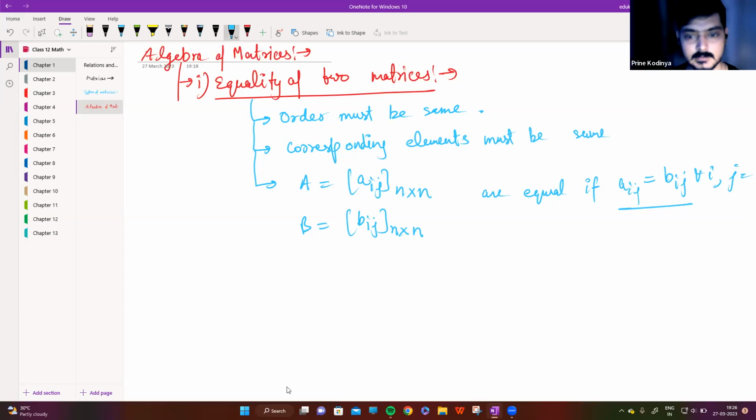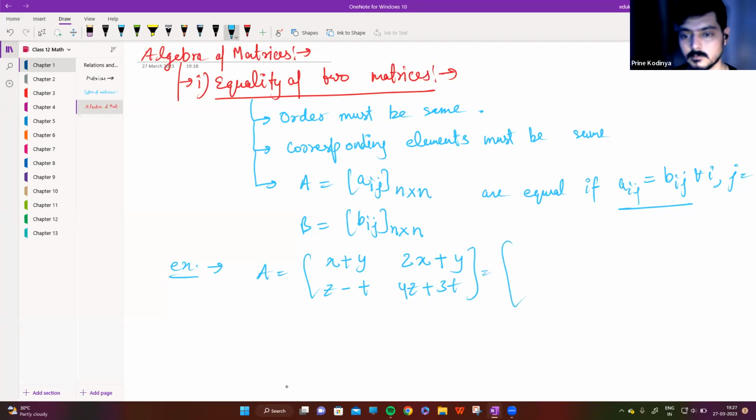So, equality of two matrices, right? Now let's take an example. We have this matrix A, which is x plus y, 2x plus 3. Sorry, I would make it complex. And then this is z minus t. And then this would be 4z plus 3t. And then this is equal to 37, 21, 16, 40.